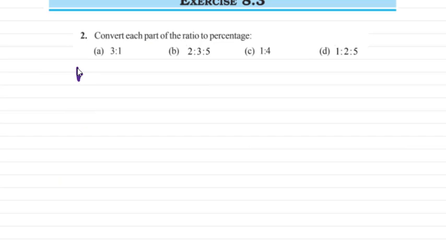Now let's take another example, the B one. Here in the B part we have 2:3:5. So now we have to convert it into percentage. So again the process will be same, you just need to add all the numbers that are given. So that is 2 plus 3 plus 5. So you will get here 10.